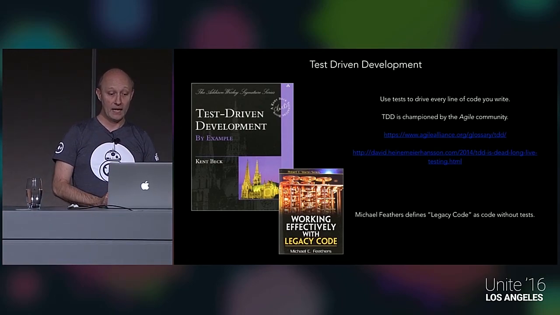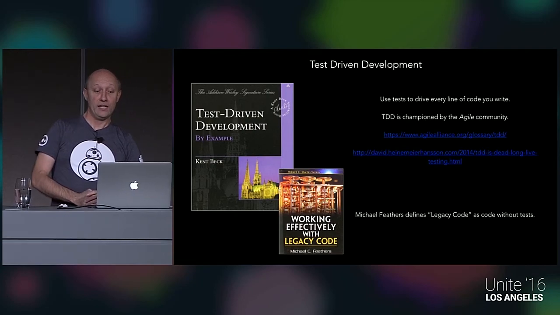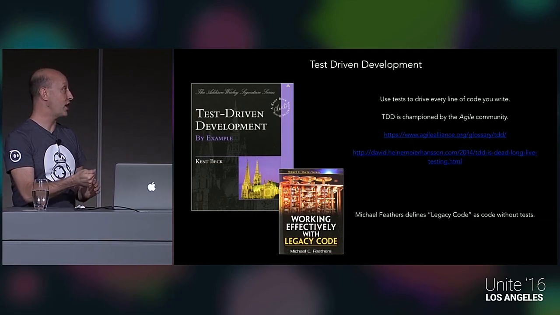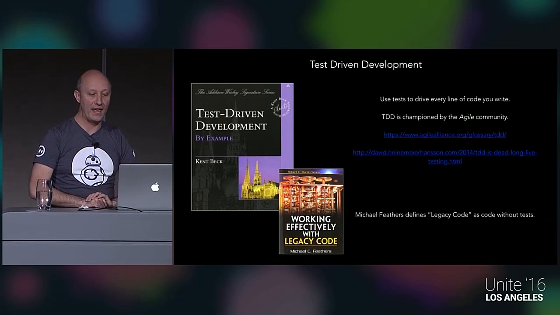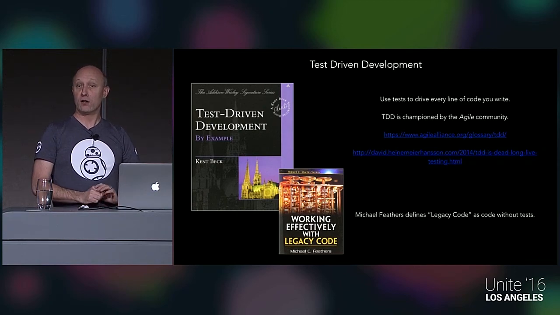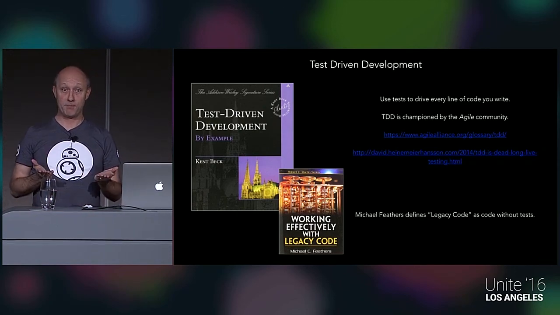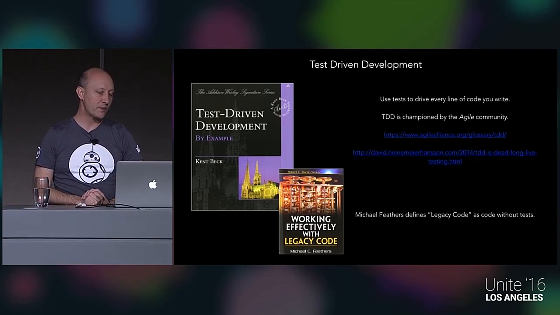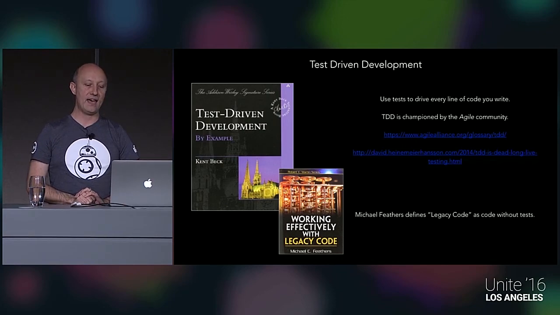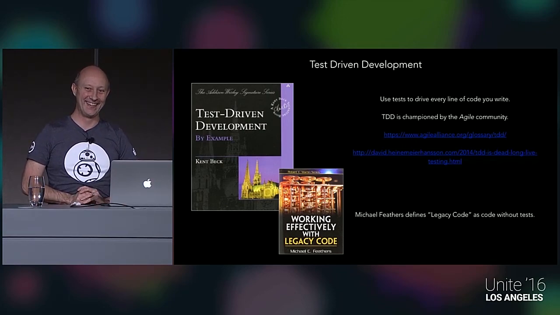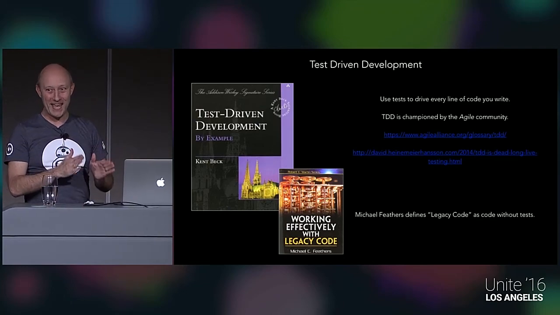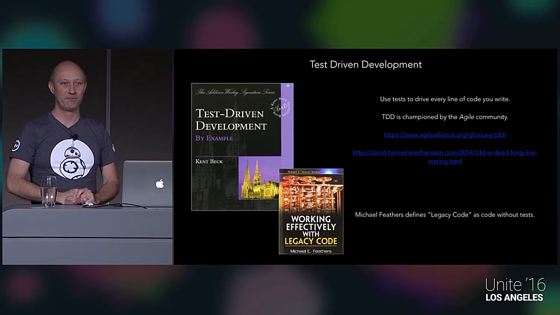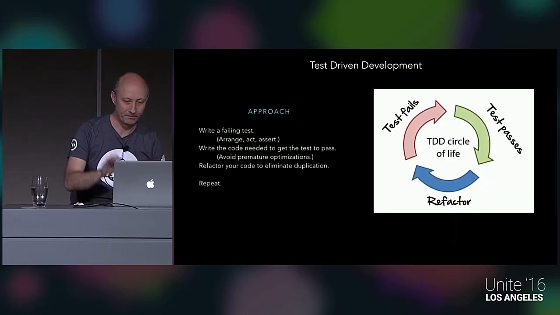The idea of TDD is that you want to use tests to drive every single line of code that you write. And it's championed by the Agile community. I have a link here for the Agile Alliance. There are a few people who do not believe that's the best way to go about developing software. The guy who created Ruby on Rails has a blog that says, TDD is dead. Long live testing. So he's definitely in agreement that you need to have tests. He's just not convinced that you have to write them before you write the code that you're testing. So some different opinions there.